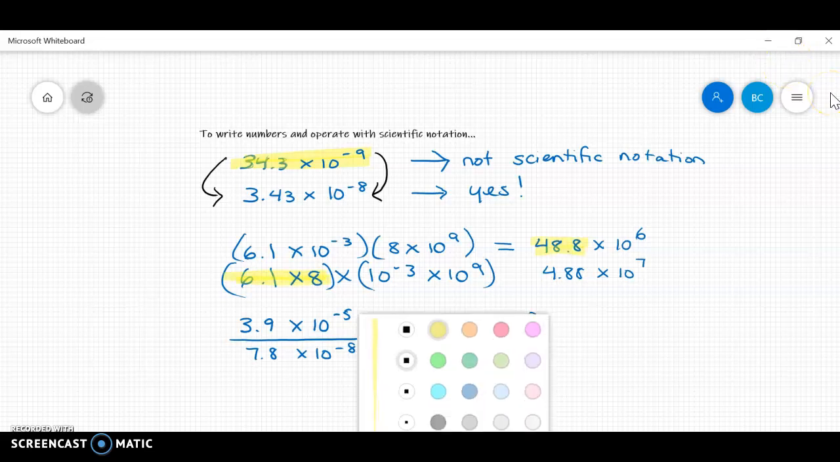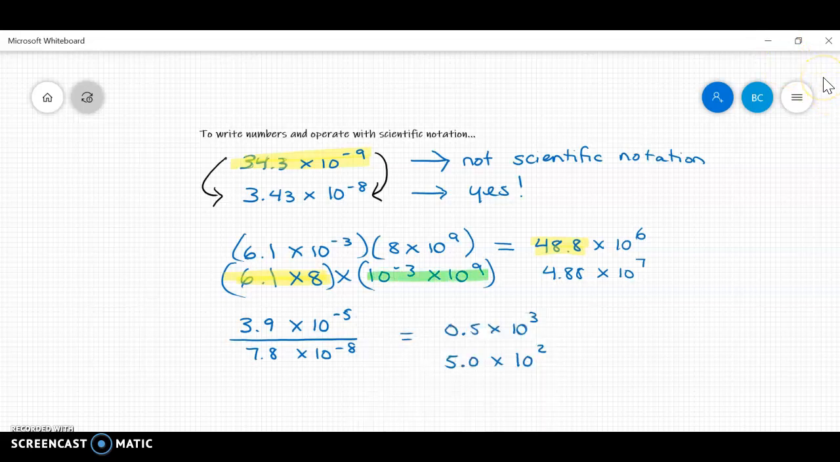And then 10 to the -3 times 10 to the 9th is 10 to the 6th. So this is my first step. I just multiply the 6.1 times 8, the decimal numbers, and then I multiply the tens with the exponents. I'm using my properties of exponents here, so I'm remembering that if I have the same base, I add the exponents together, so this is going to be 10 to the 6th.